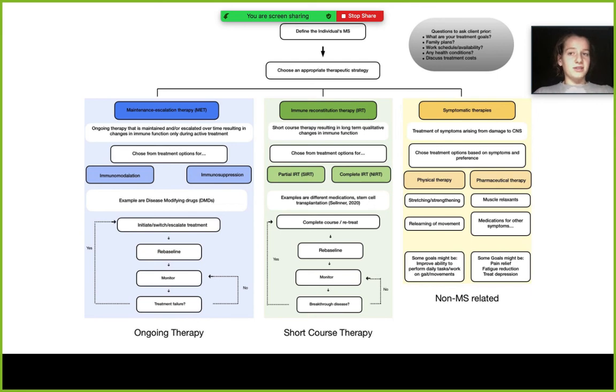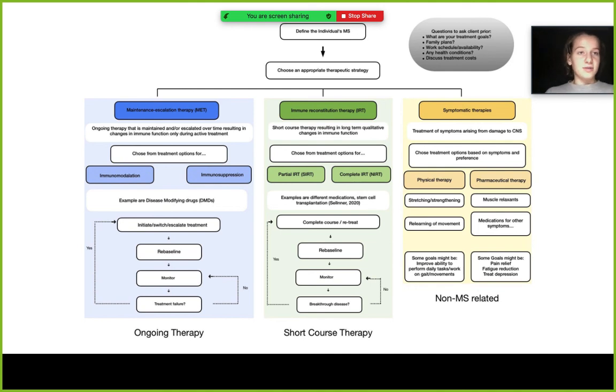One section is the maintenance escalation therapy on the left-hand side in the blue, which is basically an ongoing or chronic type of therapy where medications or other types of therapies are trying to block the immune system so that it cannot attack its own body as much. As you can imagine, the problem with this one is it's chronic and ongoing. That means once you stop it, the immune system would start attacking its own body again. So this is a therapy that you probably have to live on for a longer time.